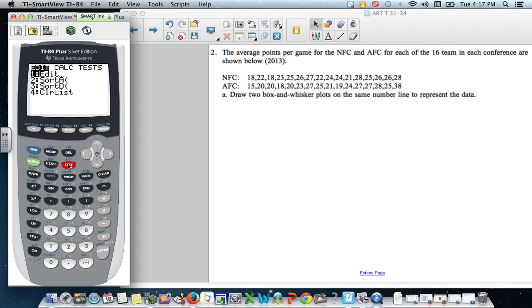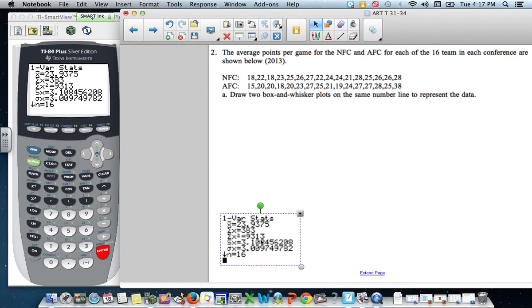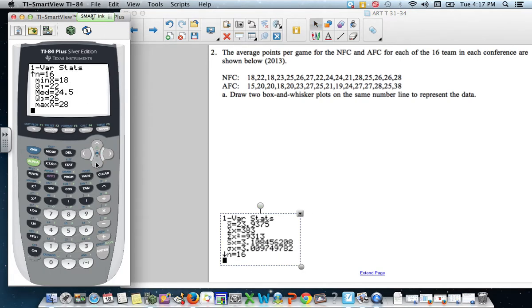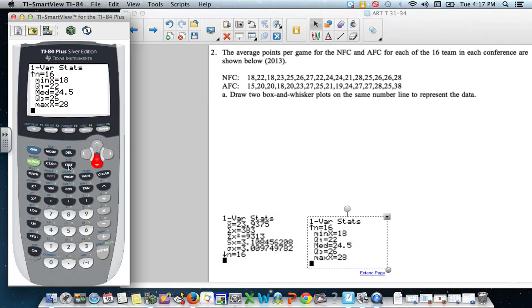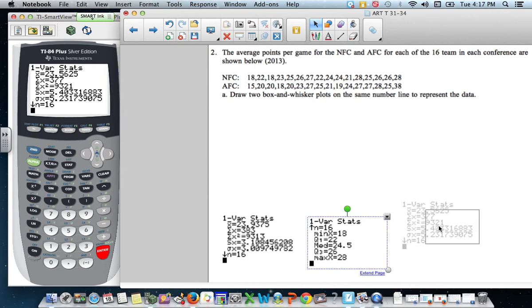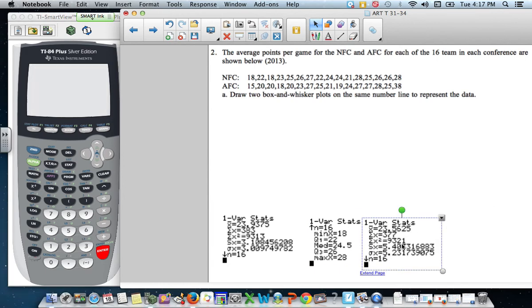And you're going to hit Stat, arrow over to Calculate, enter on One Variable Stats, second one to tell it list 1. So I'm going to drag these over. This is for list 1, and I'm going to scroll down and get the other information that I need. And now I'm going to do the same thing for list 2. Stat Edit, enter on One Variable Stats, second 2, enter. Scroll down to get the rest of the information.